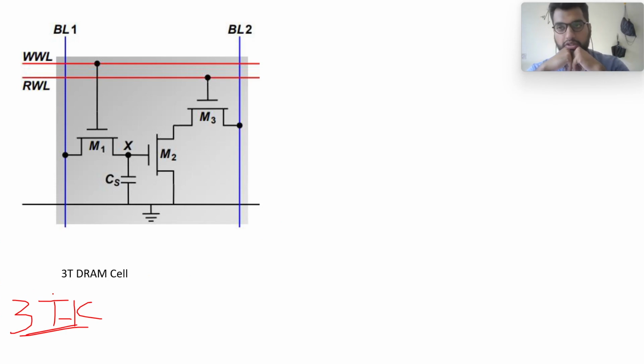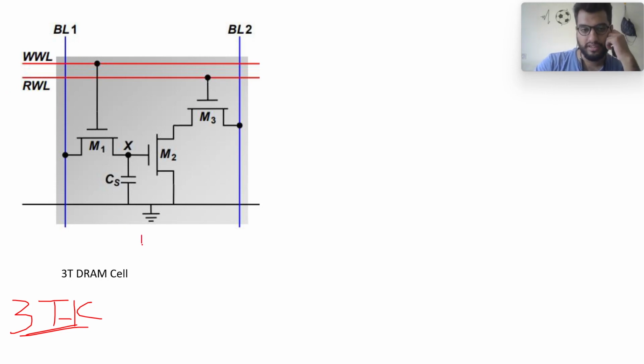So this is your 3T1C structure, and there are two operations involved: read and write. First of all, let's take a look at the architecture. It consists of three NMOS transistors, M1, M2, and M3. You have two bit lines, bit line 1 and bit line 2, and two word lines, write word line and read word line. Write word line is here and read word line is here.